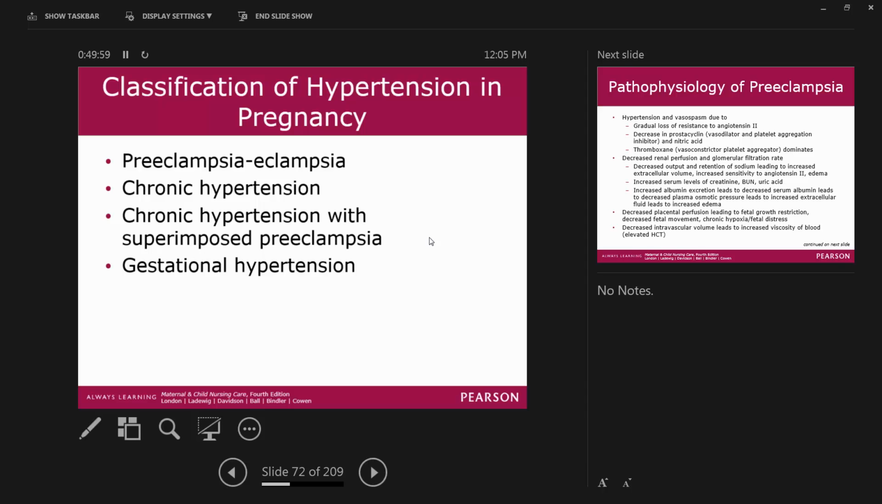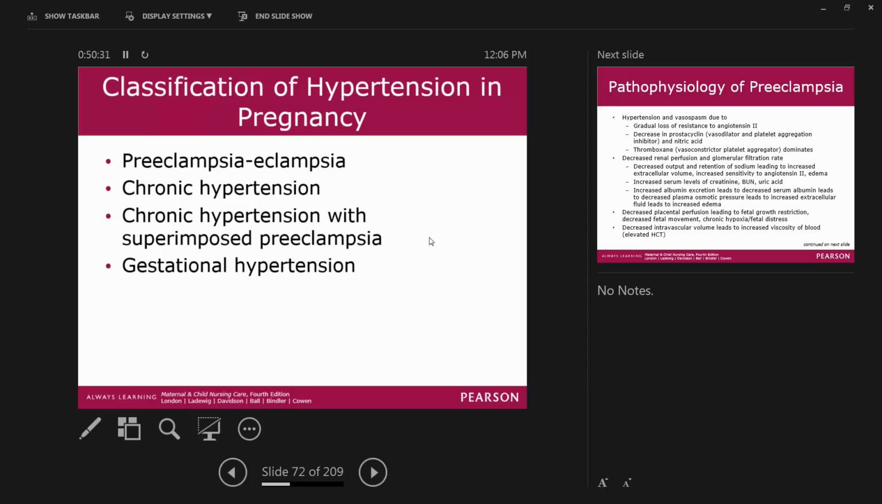So the fun stuff, hypertensive disorders in pregnancy. There are 4 kinds. Preeclampsia or eclampsia, they're kind of grouped together. Chronic hypertension: preeclampsia is something that develops because the woman is pregnant, while chronic hypertension is when she had hypertension before she was pregnant. You can have chronic hypertension superimposed with preeclampsia, and you can have gestational hypertension. Okay?